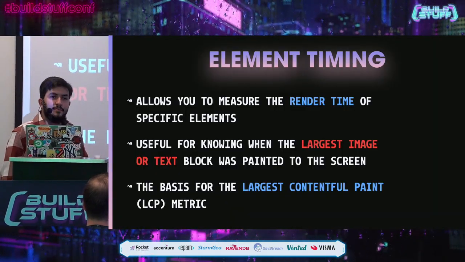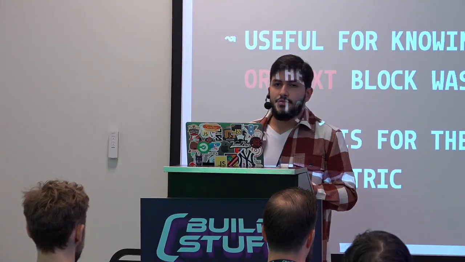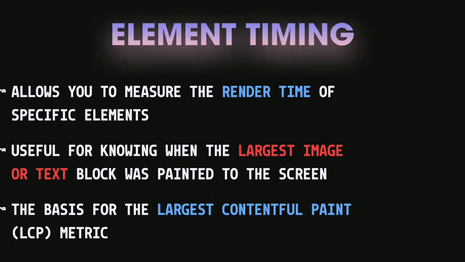The other one is element timing, which is also really useful. As the name suggests, it's about checking the render time of some elements, and it's especially useful for things like large images or large critical chunks of text, like above the fold things and so on. And that's actually the basis for one metric we've probably seen in Lighthouse or other tools, largest contentful paint.